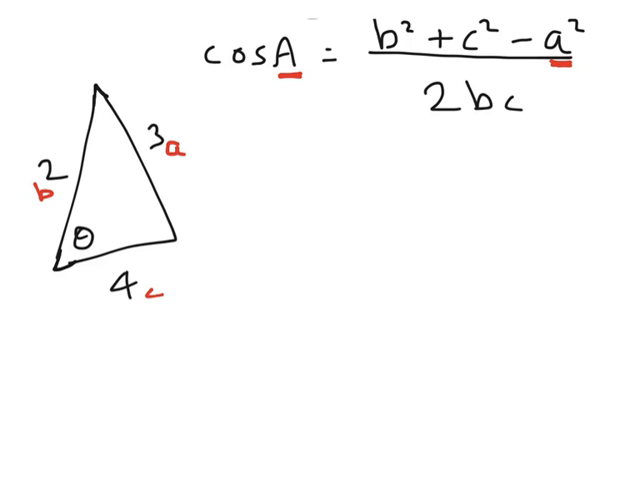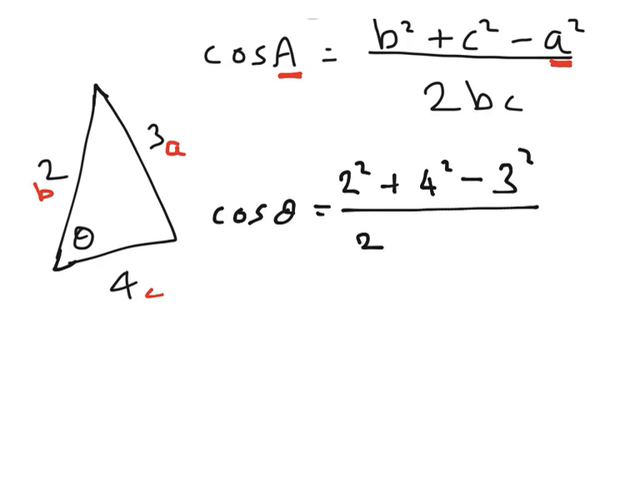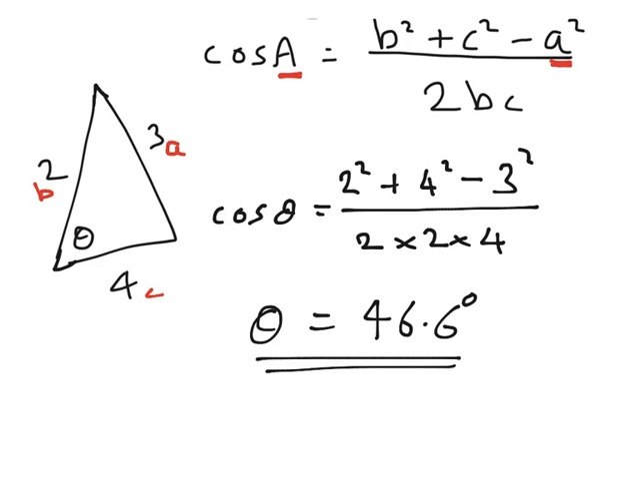So, the cos of theta is going to be equal to b squared, which is 2 squared, plus 4 squared, minus 3 squared, over 2 times 2 times 4. And I would advocate doing the whole lot in your calculator in one go with appropriate brackets, and you should get an answer of theta of 46.6 degrees. So there you go.